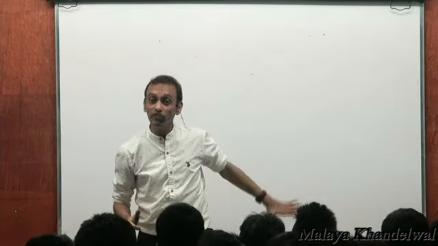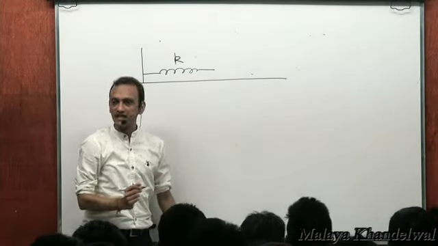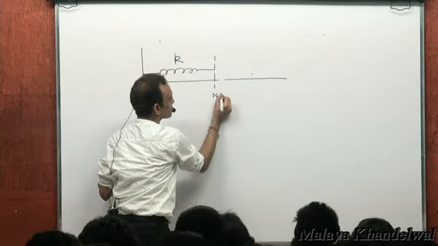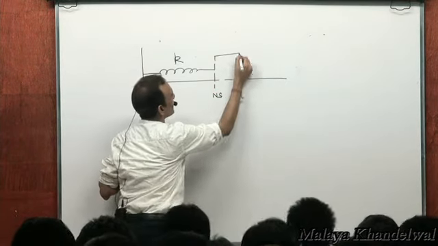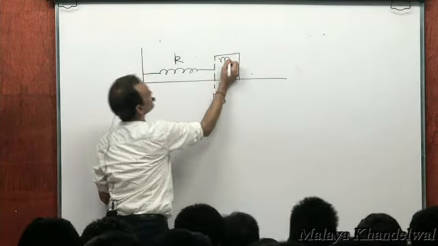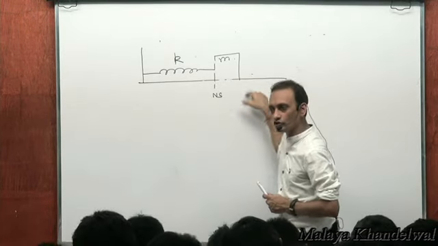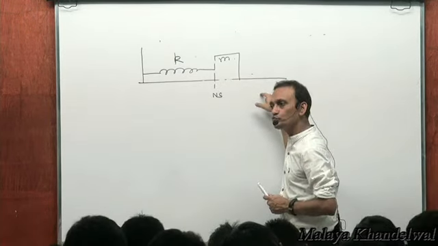I told you in the last class, this was a spring in its natural state, an ideal spring in its natural state, and a mass m connected to the end of the spring. This is the natural, unelongated state of the spring. Okay? And it is connected to an ideal spring of force constant K, lying on a smooth, frictionless surface.